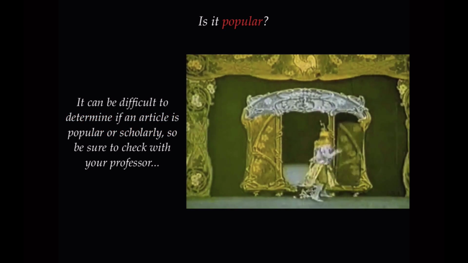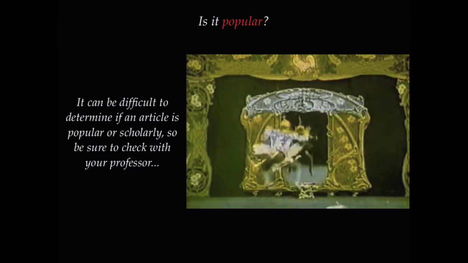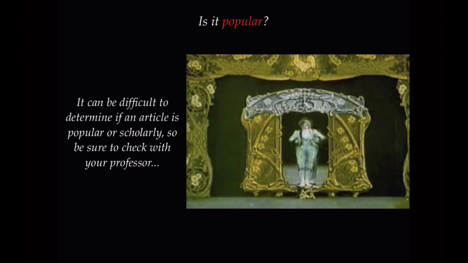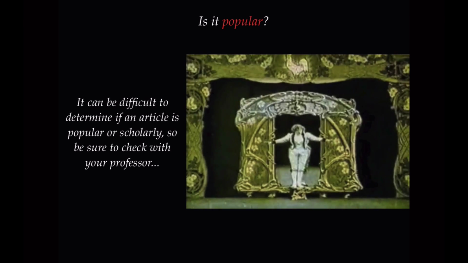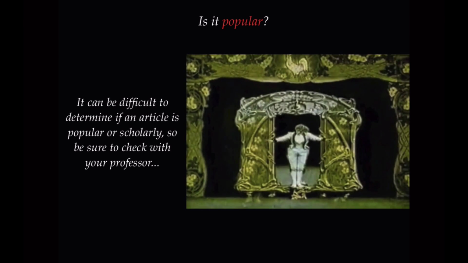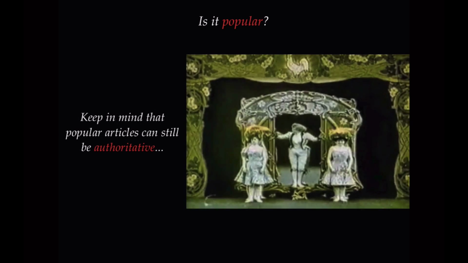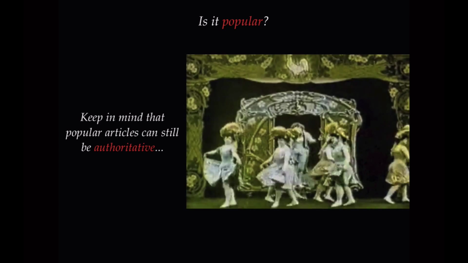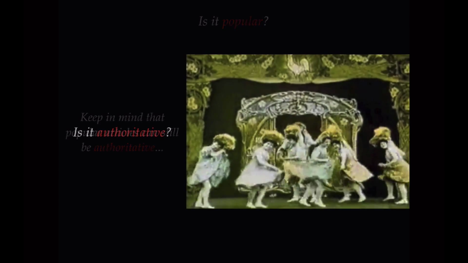Sometimes it's difficult to know for certain if an article is popular or scholarly. In such cases, it's a good idea to check with your professor to confirm the appropriateness of an article for your specific project. Keep in mind that articles written on the popular level can still be authoritative. Which leads us to our final question: is it authoritative?